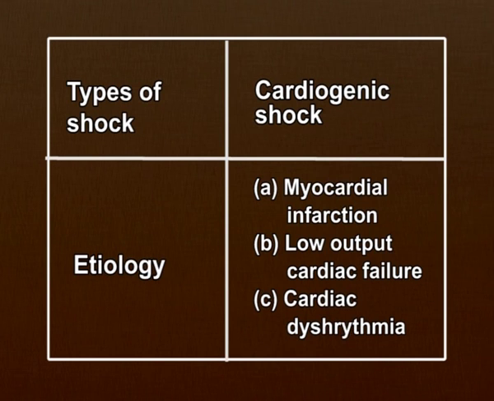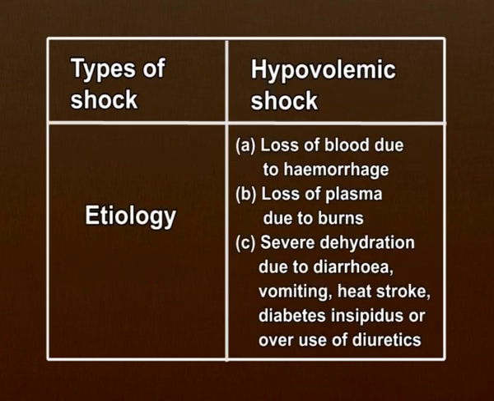Now, the types of shocks are listed here. First is cardiogenic shock. Its etiology includes myocardial infarction, low output cardiac failure, cardiac dysarrhythmia. Here, the rhythm of the heart is disturbed. The second type is hypovolemic shock.